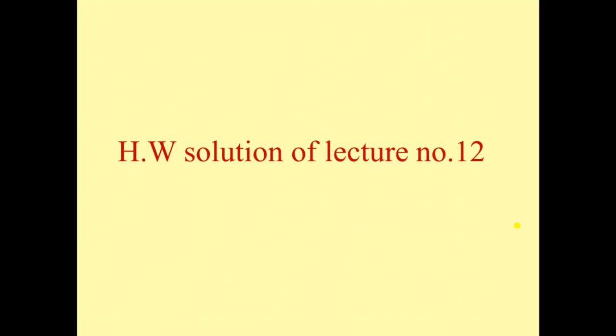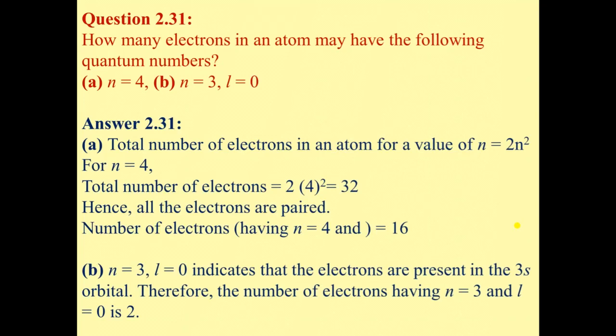Now we will discuss the homework which was given in lecture number 12. Question number 31. How many electrons in an atom may have the following quantum numbers? In the A part, n is equal to 4. Here first we will find out the total number of electrons present in the fourth shell. The formula is 2n square, and the value of n is 4, so it is 32. The total number of electrons is 32. Now all the electrons are paired, so the number of electrons having n equal to 4 is half of 32.